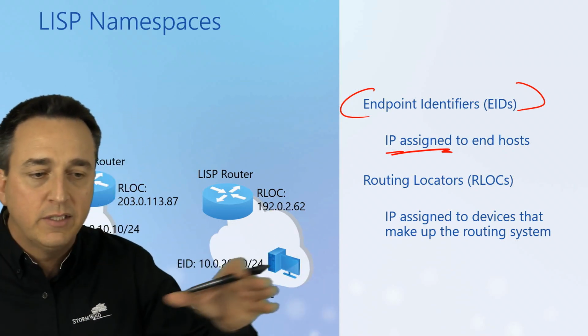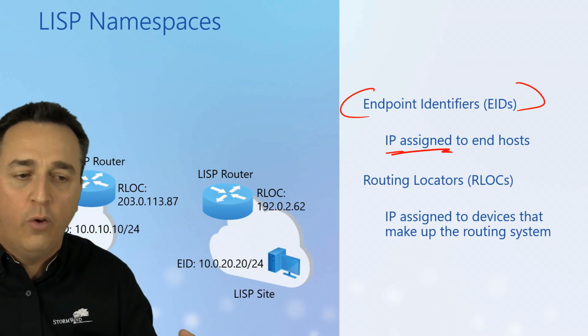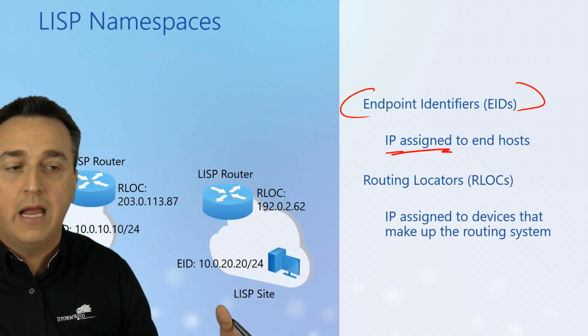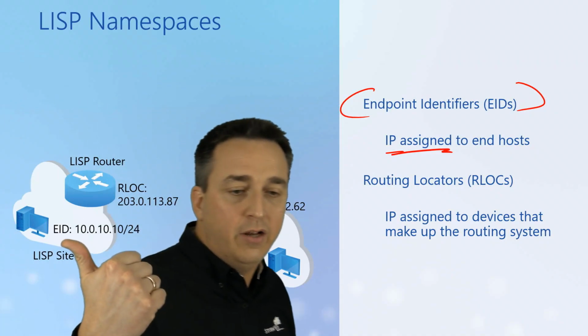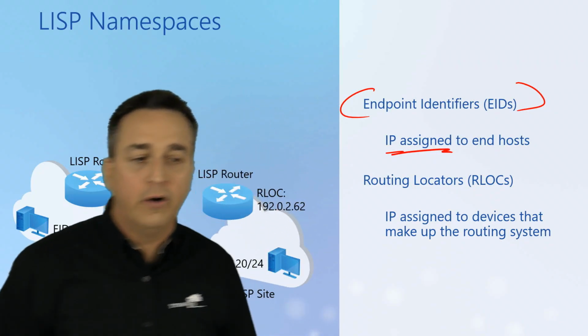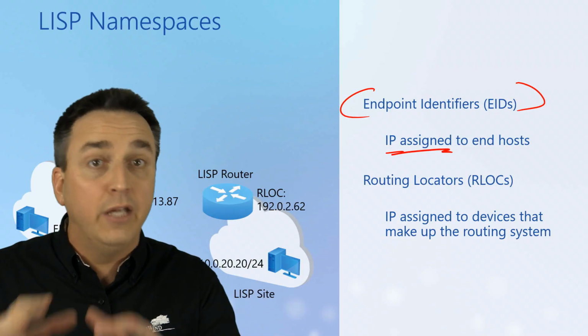So let's pretend this is site 10.0.20.0/24. Then this device would get 10.0.20.20/24 as an example. We go over here, we got 10.0.10.0/24. So you get an IP address in your subnet.